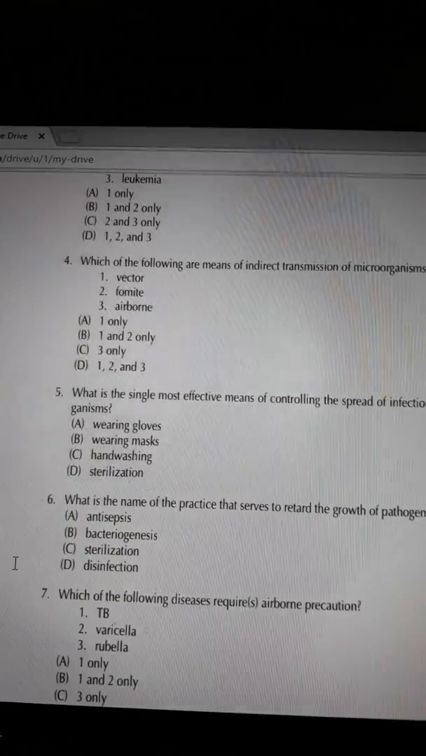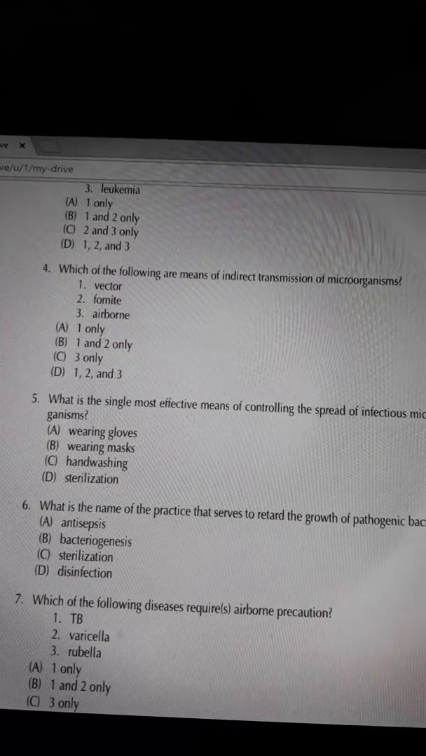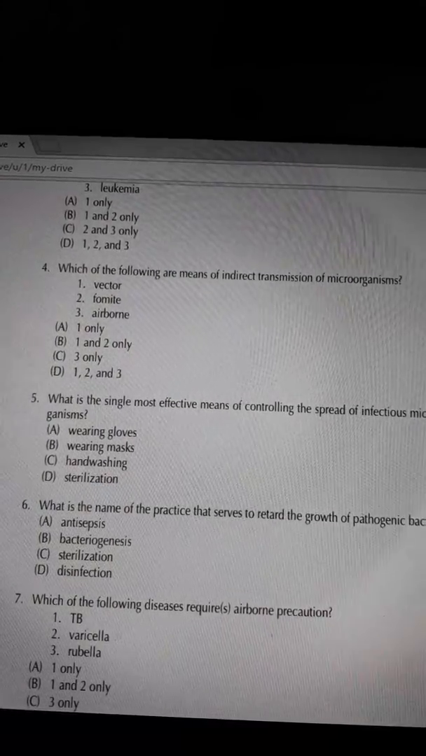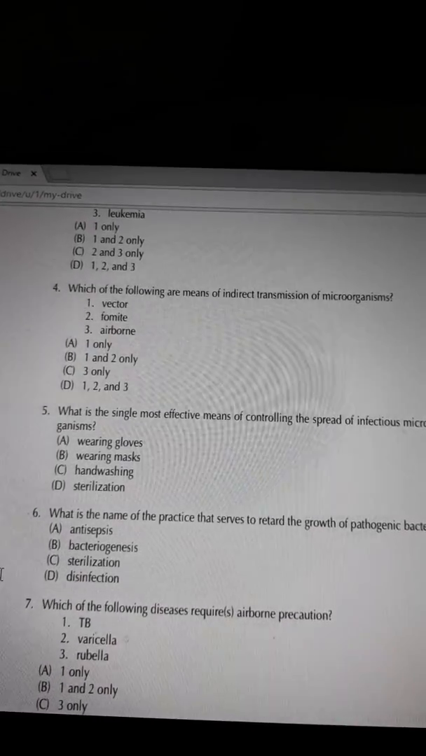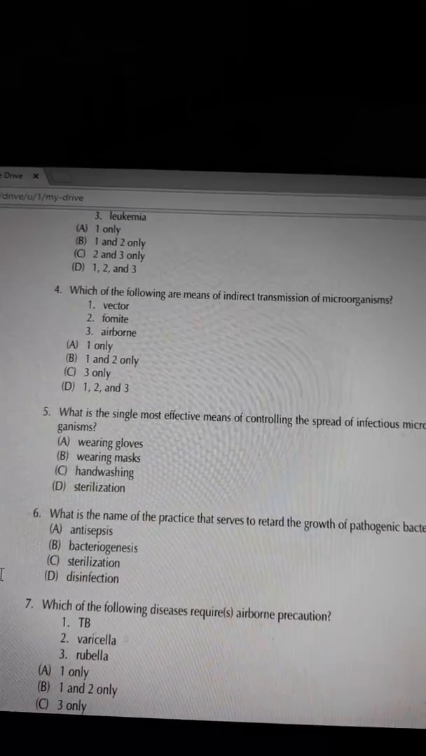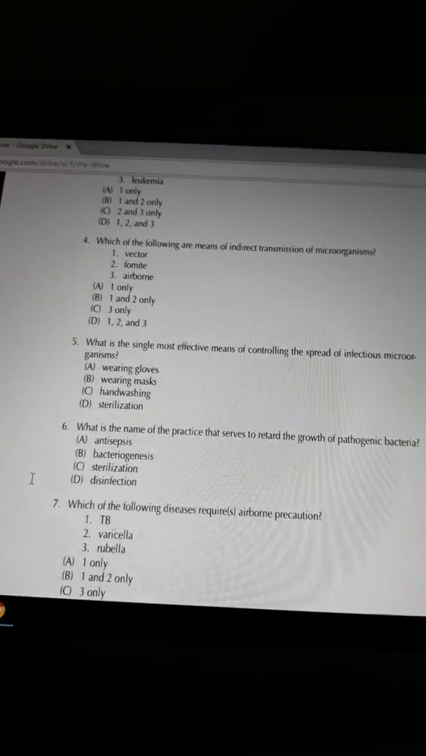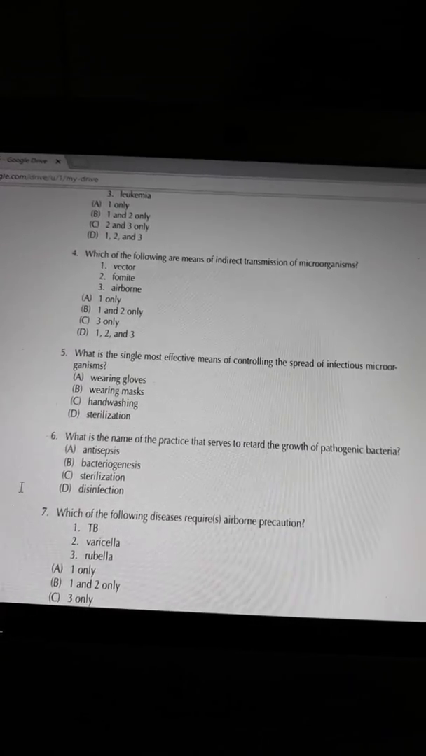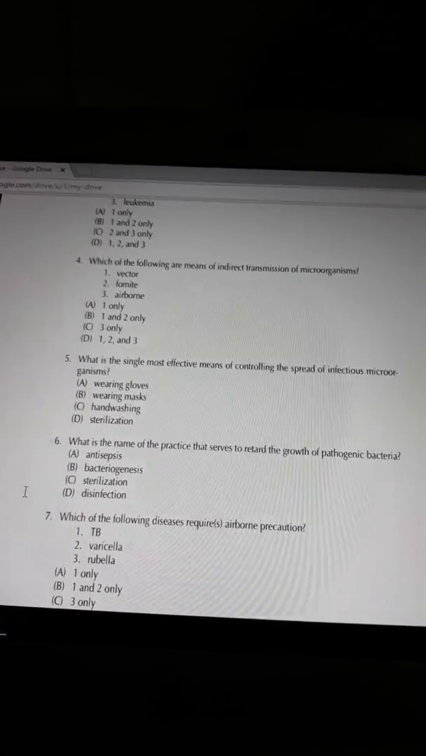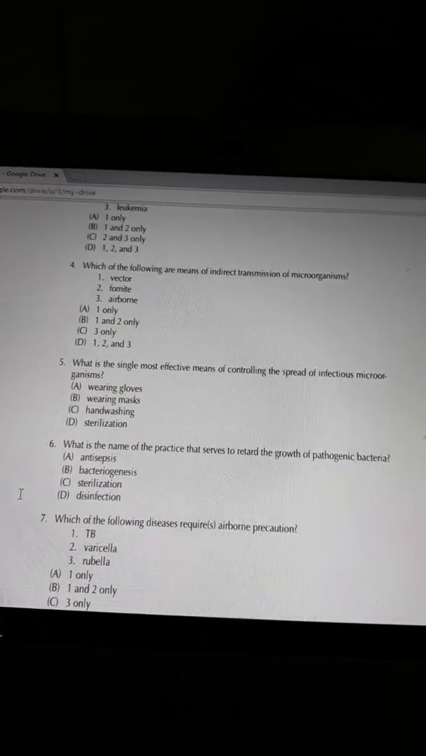Fourth question: which of the following is a direct transmission of microorganism? The answer is D. Vector, fomite, and airborne are all indirect contact transmission of microorganisms. The next question: which is the single most effective means of controlling the spread of infection by microorganisms? The answer is hand washing.